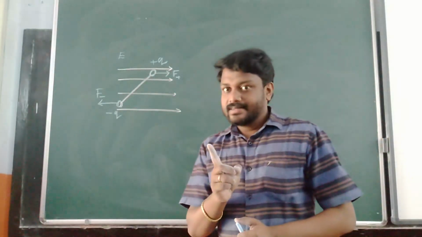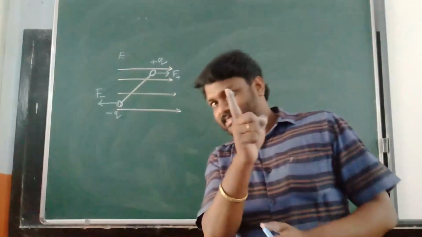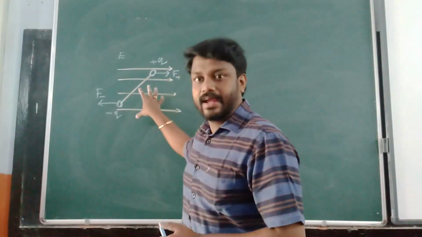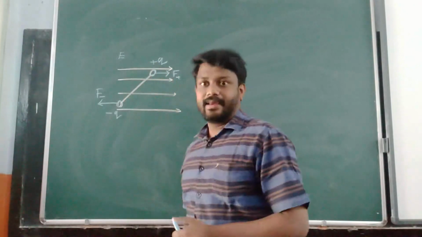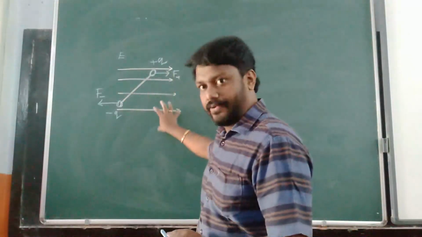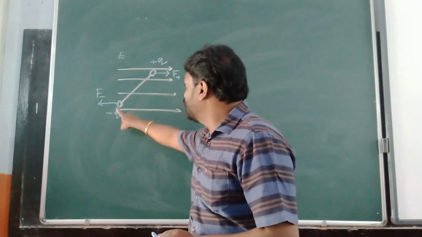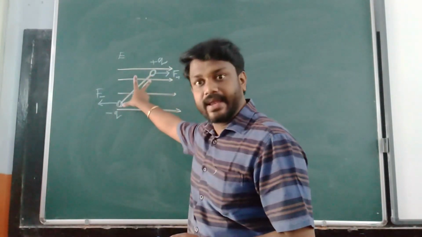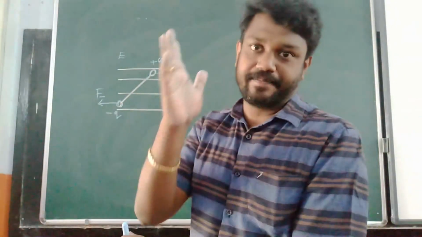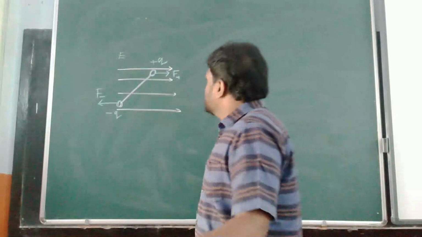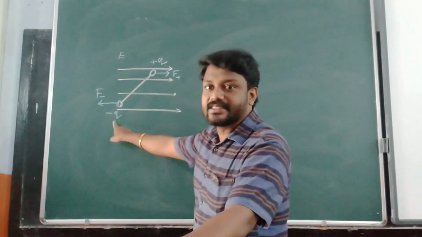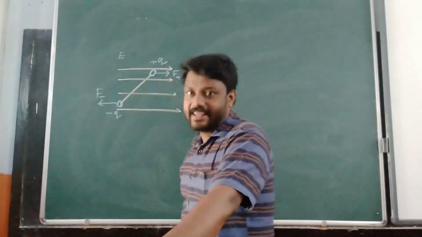What it indicates? Yes, yesterday we have discussed the properties of electric field lines. In a uniform electric field, lines are parallel. So this is a uniform electric field, and minus q and plus q are placed at two different points. Since it is a uniform electric field, at both the points the field intensity remains same. So this plus q is experiencing a force F plus, and this minus q is experiencing a force F minus.